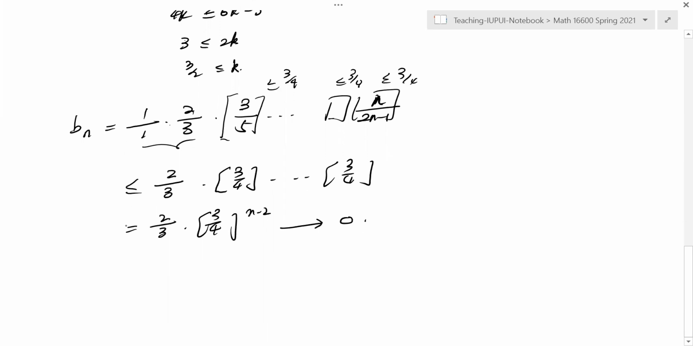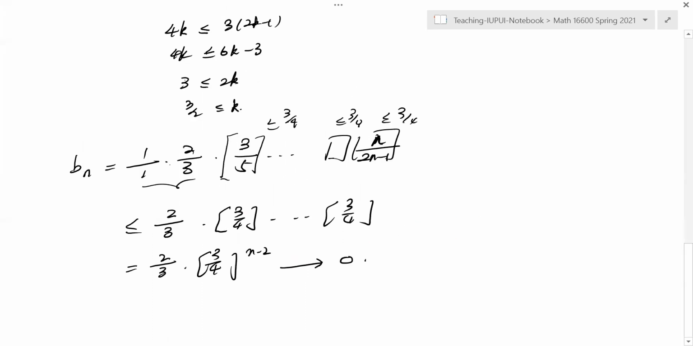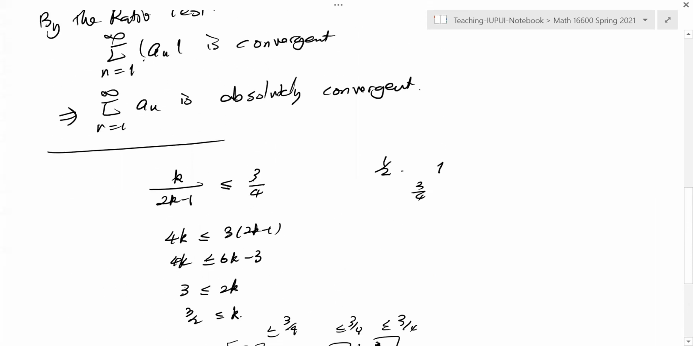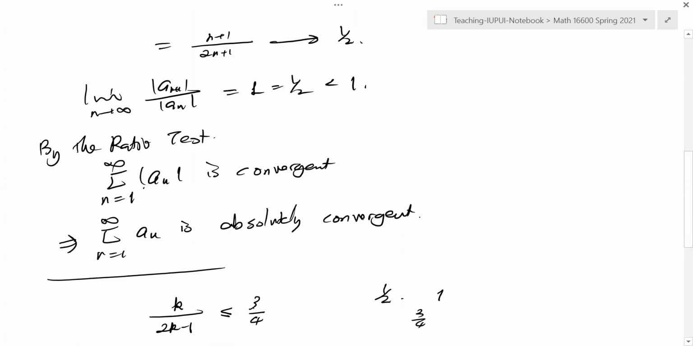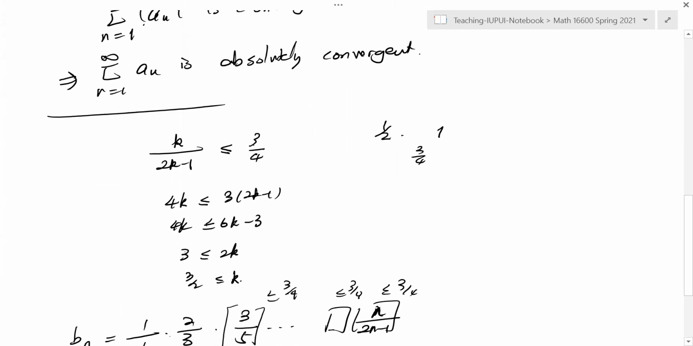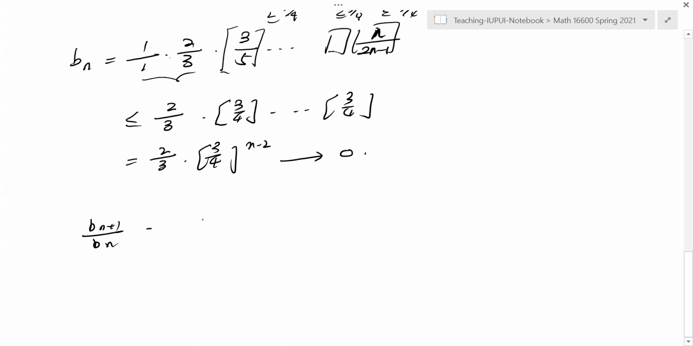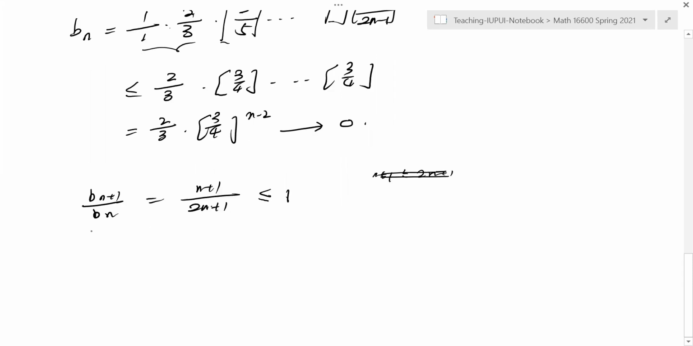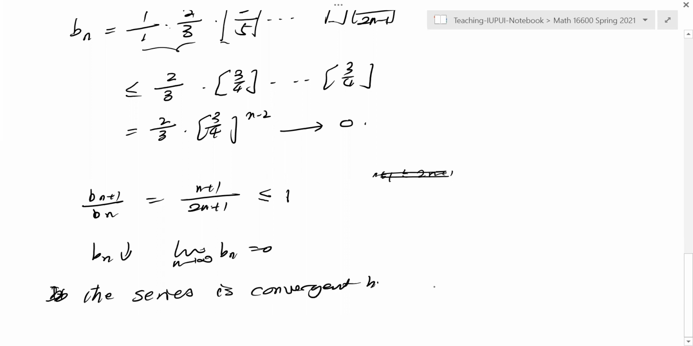Then you have to prove that Bn is decreasing. If you want to show Bn is decreasing, you have to prove that the ratio is less than 1. So Bn plus 1 over Bn is going to be n plus 1 over 2n plus 1. Now the question is whether this is less than 1, because then it's decreasing. That is clear: n plus 1 is less than or equal to 2n plus 1. That's always satisfied. So Bn is decreasing, and the limit of Bn is 0. Therefore, the series is convergent by the alternating series test.